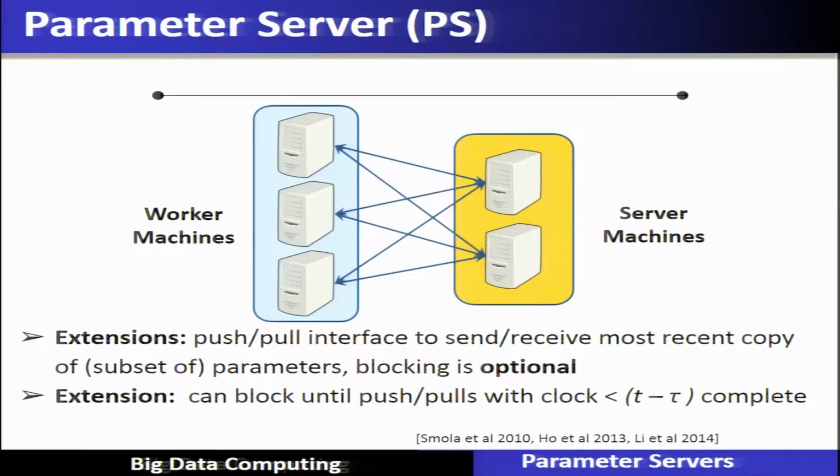So the extensions which are available here in the parameter server are in the form of a push-pull interface to send or receive the most recent copy of a subset of the parameters. The blocking is optional, and the extension can block until the push-pulls with a clock which is bounded by t minus rho are completed.